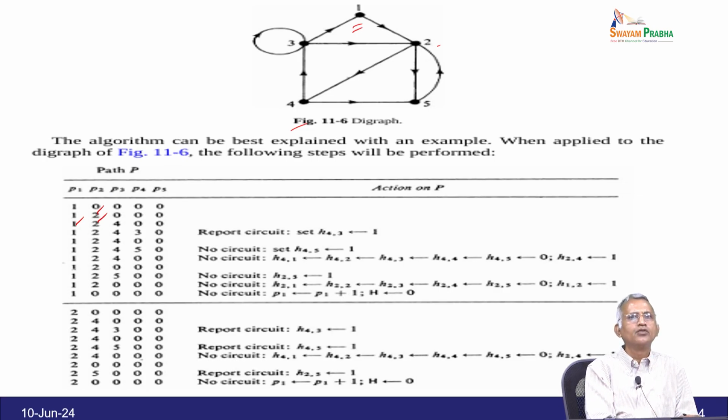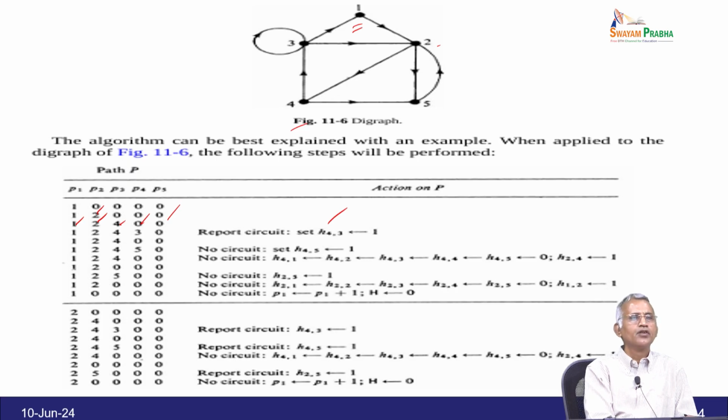Next, 1 to 2, 2 to 4, 4 to 5, right. Therefore, we have what? And then 5 to 2. So, we have a 4. Therefore, 1, 2, 4 will come, and starting with how many 4 paths? No 4 paths and no 5 paths. Therefore, 0, 0. So, here you see that 1 to 2, 2 to 4, 4 to 5 and 5 to 2, there is a circuit formed. Therefore, set H43 equal to 1 and report the circuit. So, this is the way you have to take the action.